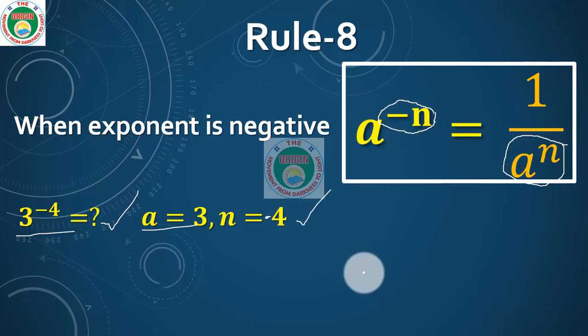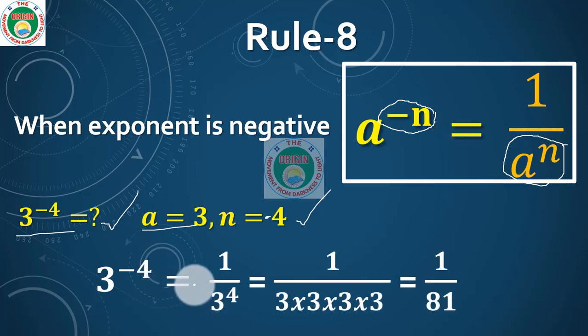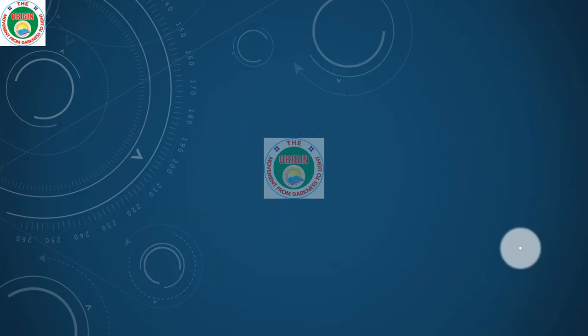Next, 3 power minus 4 equals 1 by a power n, where a is 3 and n is 4. So 1 by 3 power 4 equals 1 by 3 into 3 into 3 into 3, that is 3 multiplied 4 times. 3 threes are 9, 9 threes are 27, 27 threes are 81. So the answer is 1 by 81. That is rule 8.